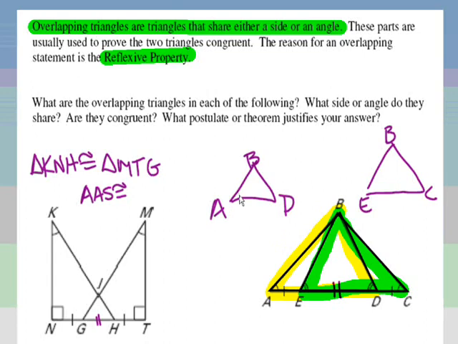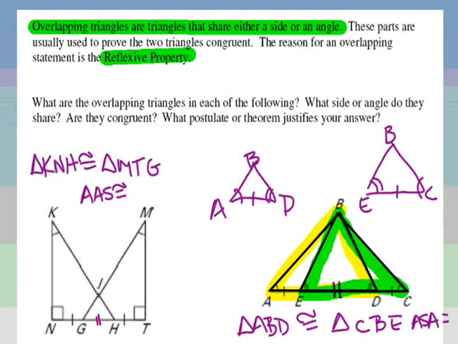And we already know that A is congruent to C, and we know that D is congruent to E. Since this segment is shared and these two are congruent, when we add, we'll have this side is congruent to this side. So basically what we have going on here is triangle ABD is congruent to triangle CBE, and the reason for that is angle, side, angle congruence.